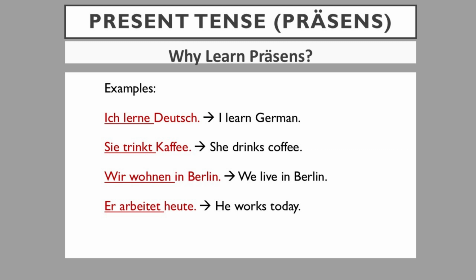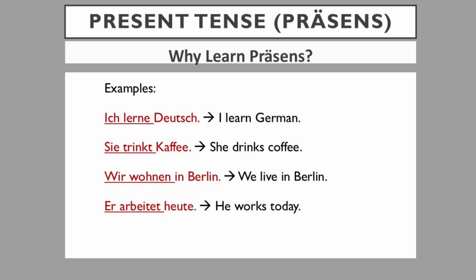Ich lerne Deutsch. I learn German. Sie trinkt Kaffee. She drinks coffee. Wir wohnen in Berlin. We live in Berlin. Er arbeitet heute. He works today. All of these sentences use the German present tense.